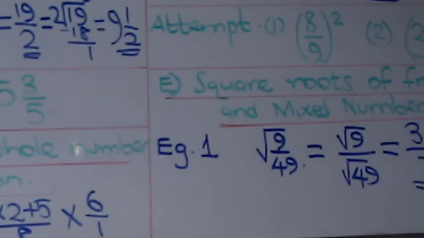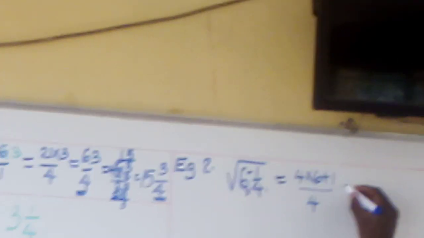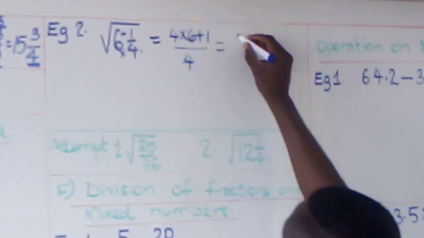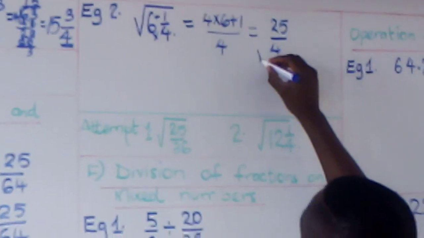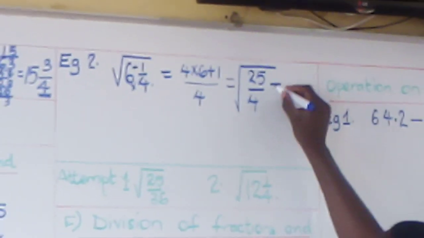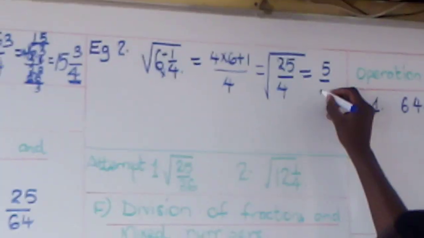We go to this one. 6 and 1 over 4 is a mixed number. Again, we change it into an improper fraction. That would be 4 multiplied by 6 plus 1 all over 4. 4 times 6 is 24 plus 1, 25. 25 over 4. We get the square root of 25 over 4. Of course, the square root of 25 is 5, and the square root of 4 is 2.